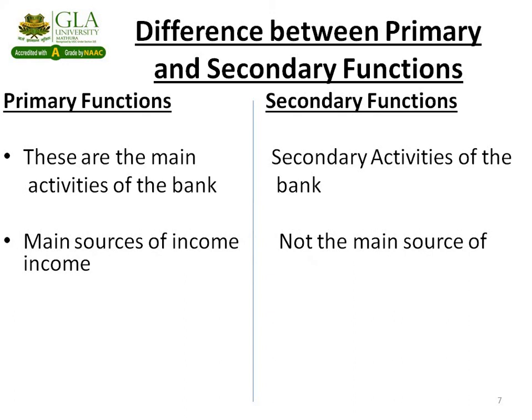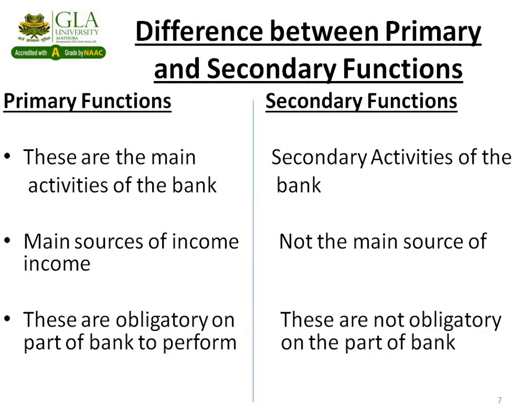Second, primary functions are the main source of income, right? And secondary functions are not the main source of income, right? Third, these are obligatory on the part of the bank to perform. These are not obligatory on the part of the bank. Primary functions are compulsory to be performed by the banks, and these are not obligatory. These are not mandatory parts. Secondary functions may or may not.